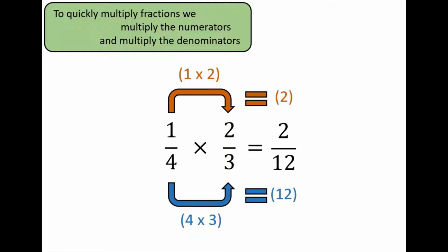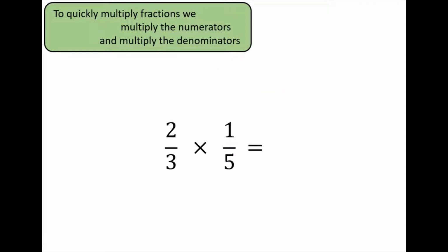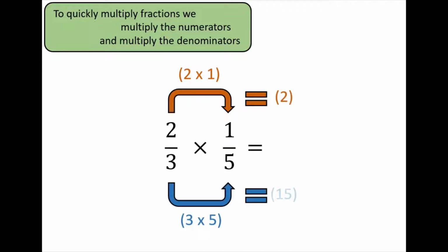Now, what we can do is improve the answer because we can simplify it. We know that 2 can go into 2 and can go into 12. So we can divide them both by 2 to get the answer 1/6. 2/3 times 1/5: 2 times 1 at the top is 2, 3 times 5 at the bottom is 15, which is going to give us 2/15. Can we simplify this fraction? Can we have a think? The answer is no, we can't simplify this fraction because 2 and 15 have no common factors.